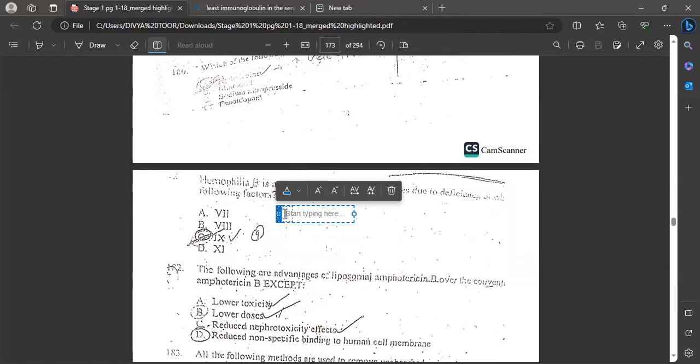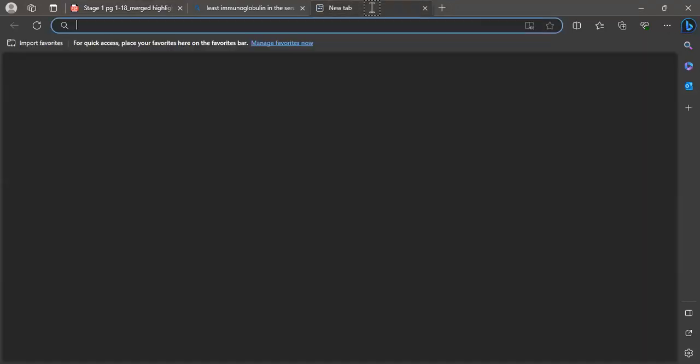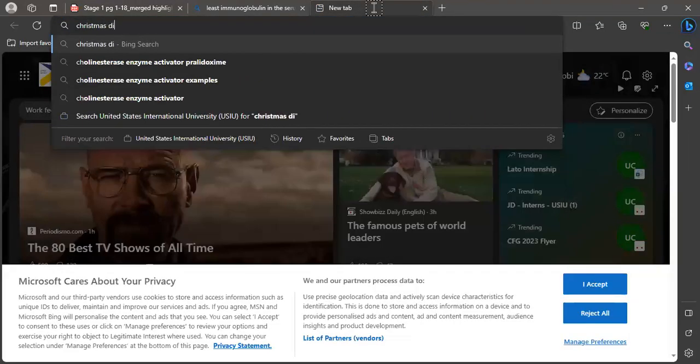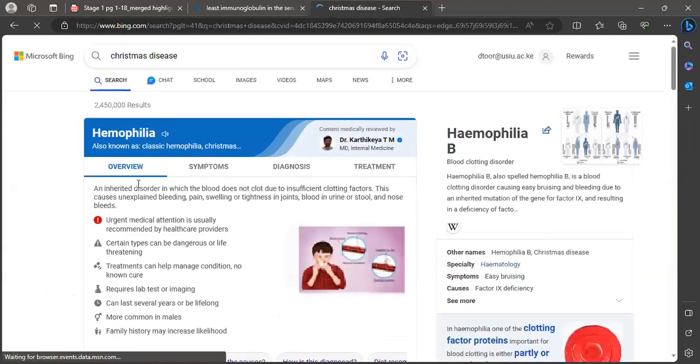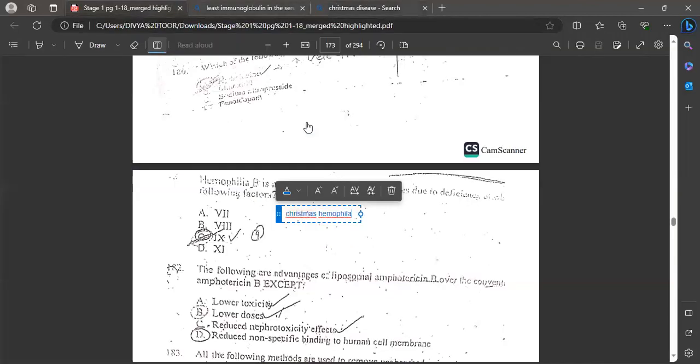One of the hemophilias has another name, Christmas disease. I don't know if it's A or B. Let's just search it. Christmas disease, yeah? Hemophilia B. And B, you've said it's factor 9. A is 8.